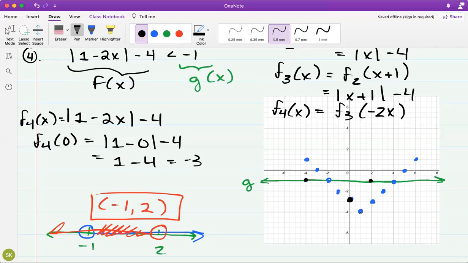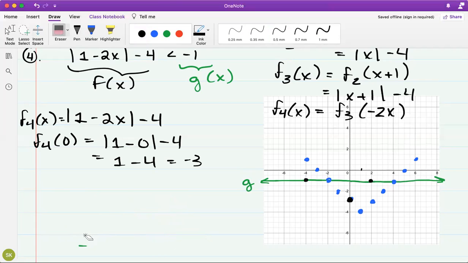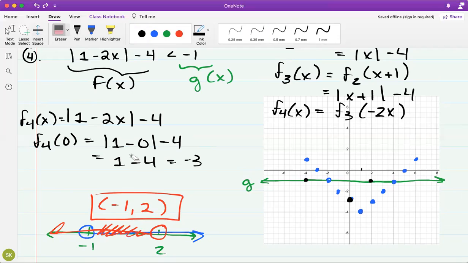Then if we go with, let's say, x is 1, let's try that. Let me erase this because I've got too much going on. Actually, maybe I should keep that just because I need to check my answer. So let's erase this. And let's plug in 1. We get 1 minus 2 minus 4, which is 1 minus 4.